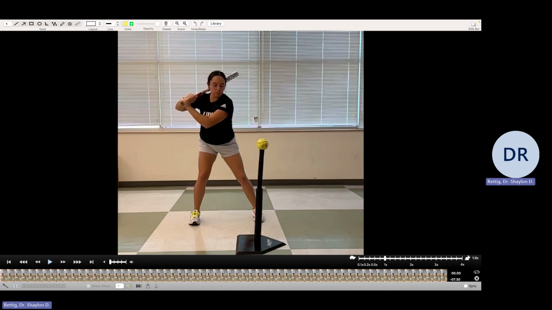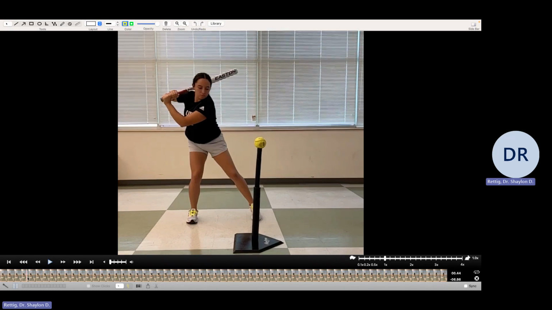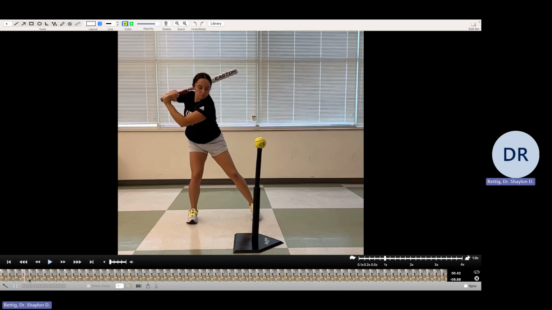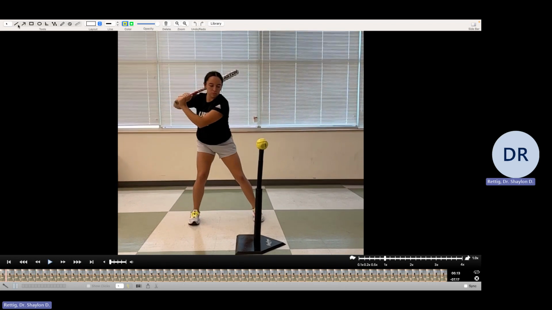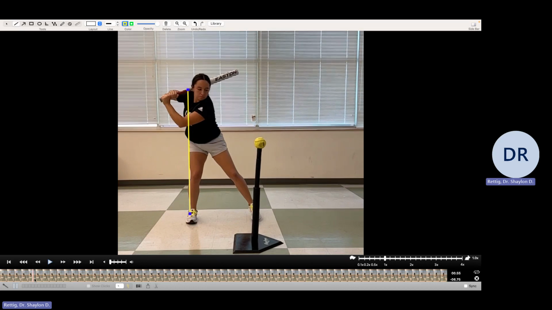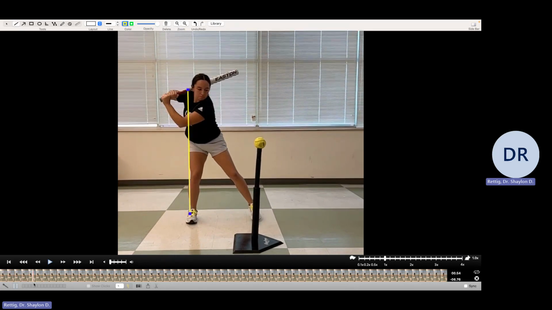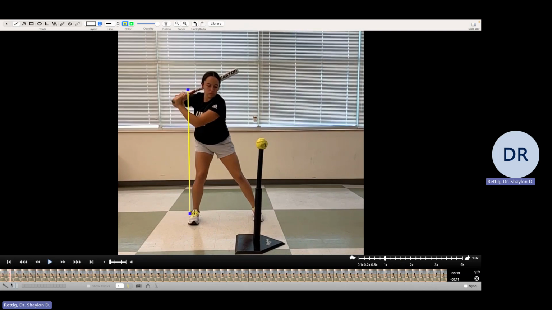First thing we look for is what we call sway. We look at your negative move, which is your movement going away from the pitcher, and you have a strong negative move there. What I do is I draw a line, this outside part here, roughly about 90 degrees, and just make sure that knee doesn't go past that line there. So great negative move.